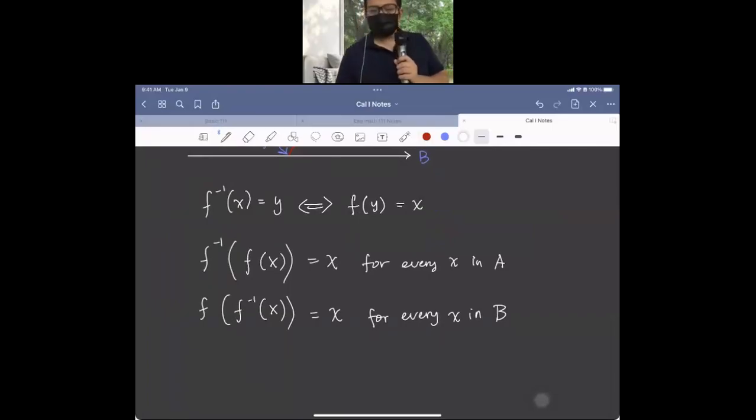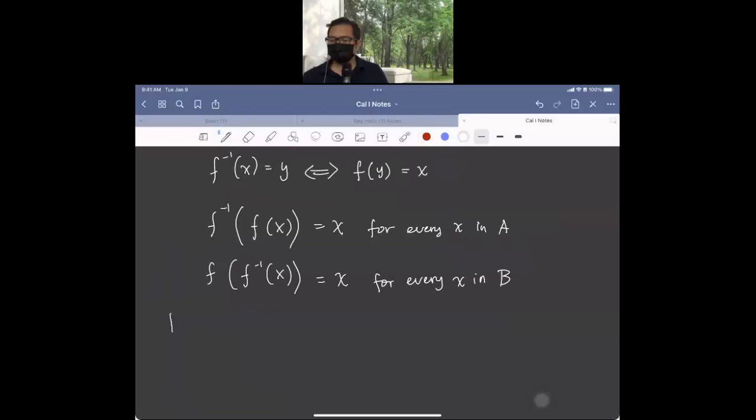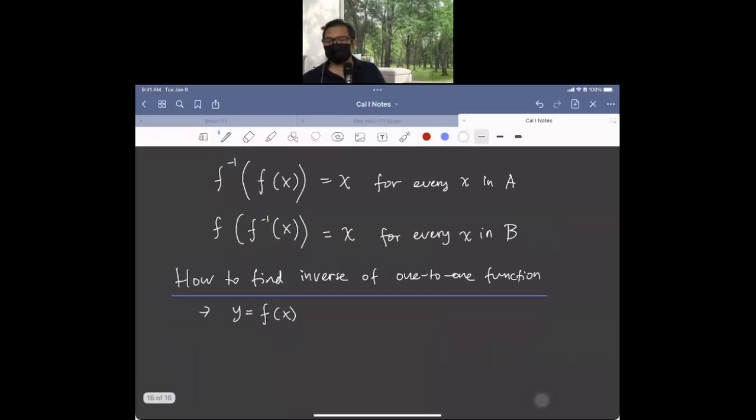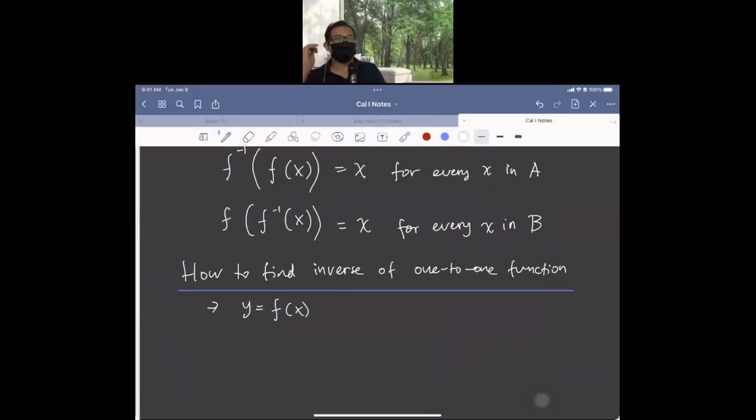Okay, now how practically do we find the inverse of a function? So, how to find the inverse of a one-to-one function. First, write the function in terms of y and x, okay, because this is important.